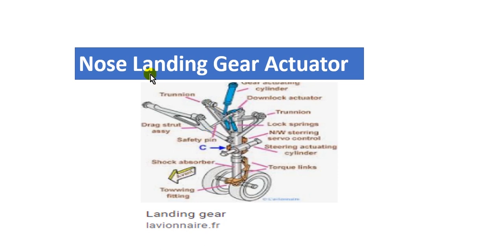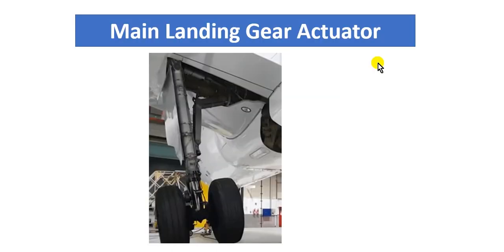Here is the nose landing gear actuator. This is the blue color. It is the actuator. Here is the main landing gear actuator. Here, the main landing gear actuator during retraction.